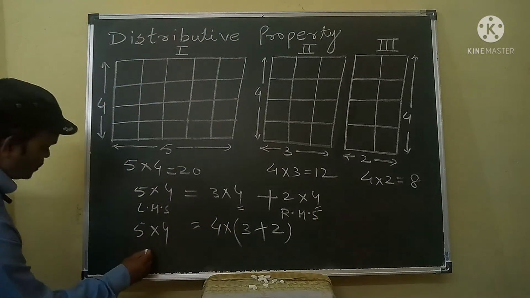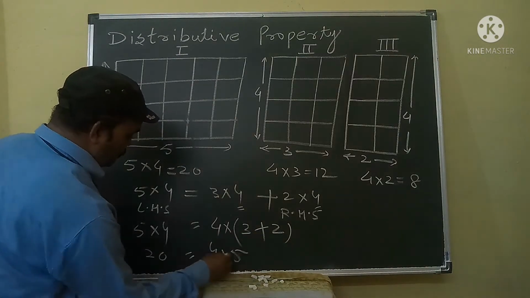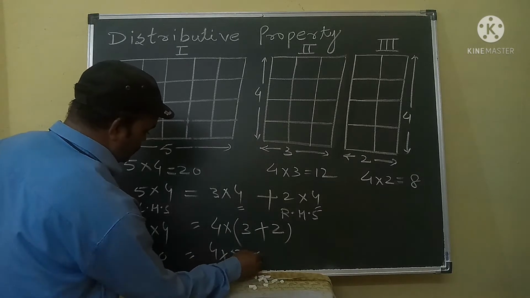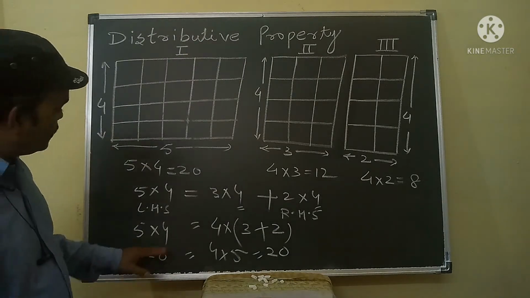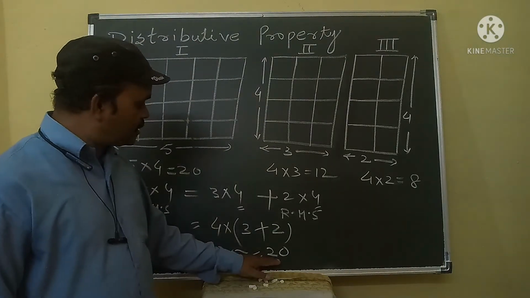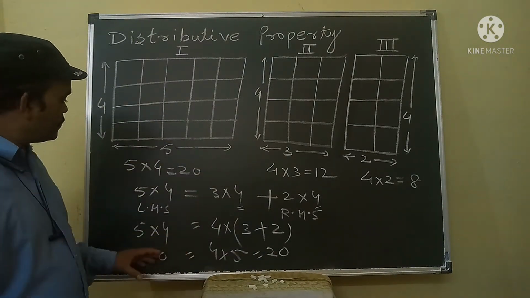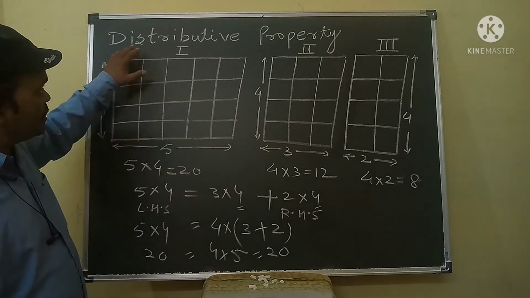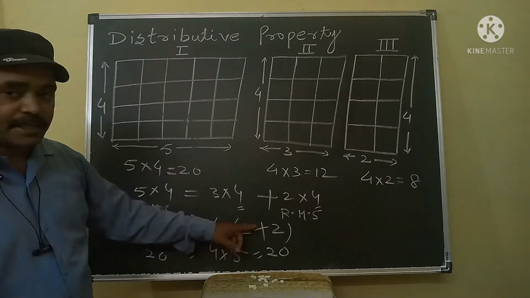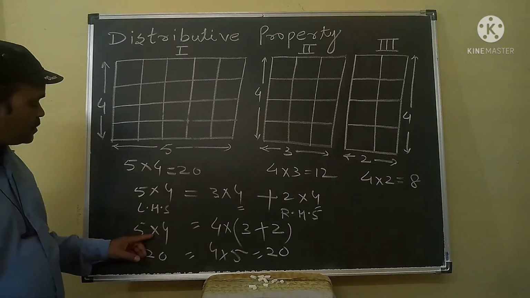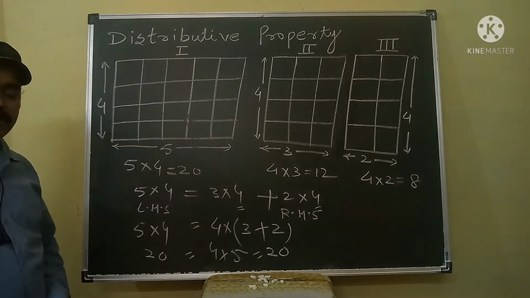Look here, 5 4s are 20. This is 4 into 3 plus 2, 5. 4 5s are 20. In LHS, what are you getting? 20. In RHS, what are you getting? 20. So, what is the meaning of this example? That means this is the distributive property of multiplication over addition.